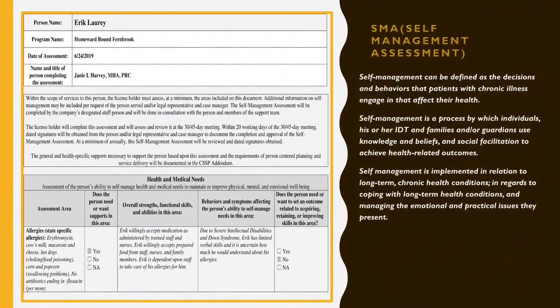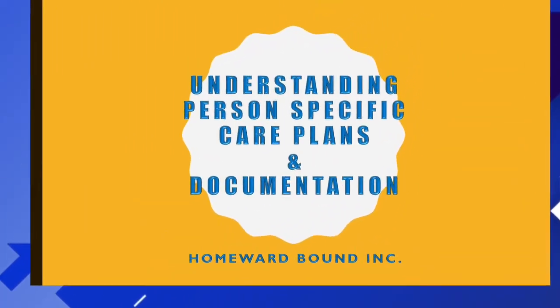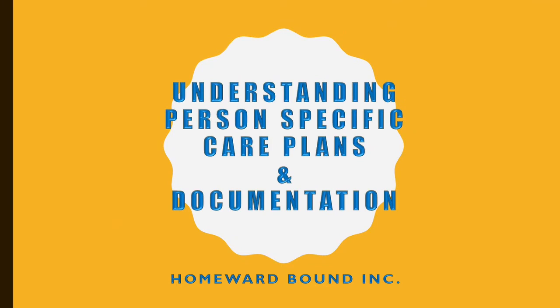If you would like any further information on these particular documentations, remember that all documentation is located in the individual's chart and also located on the HBI company server. If there are any further questions regarding person-specific documentation or care plans, please refer to your program manager and or your OA, which is your operation administrator. They are always available to assist you in doing your job successfully.